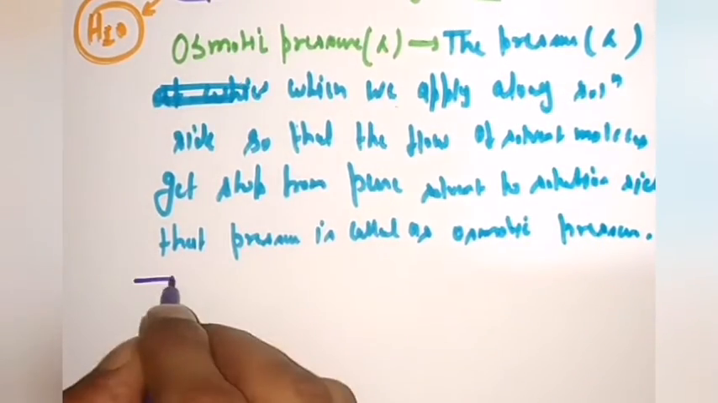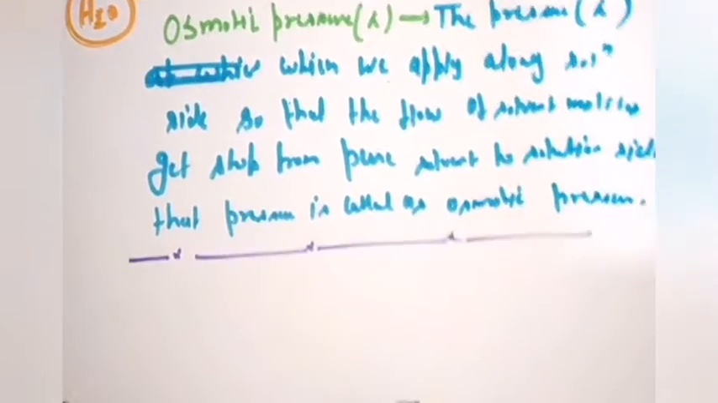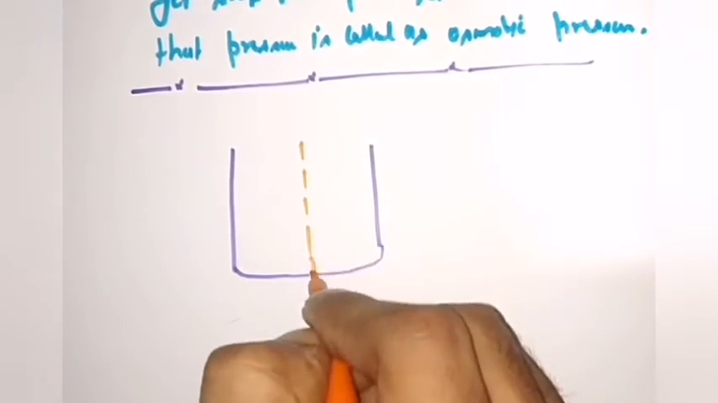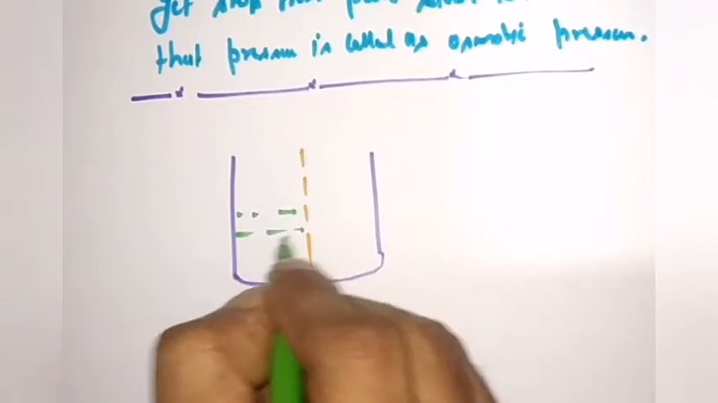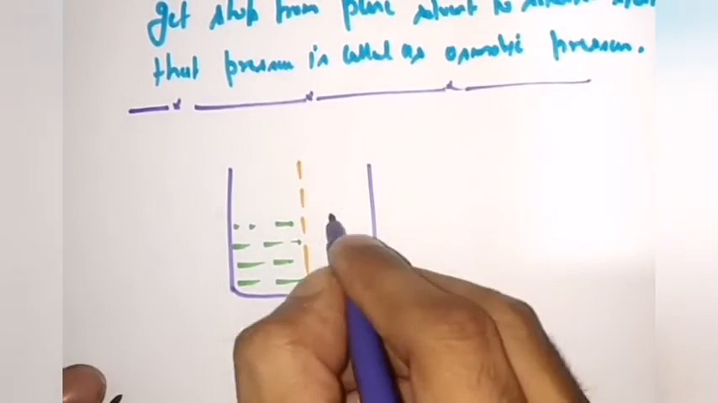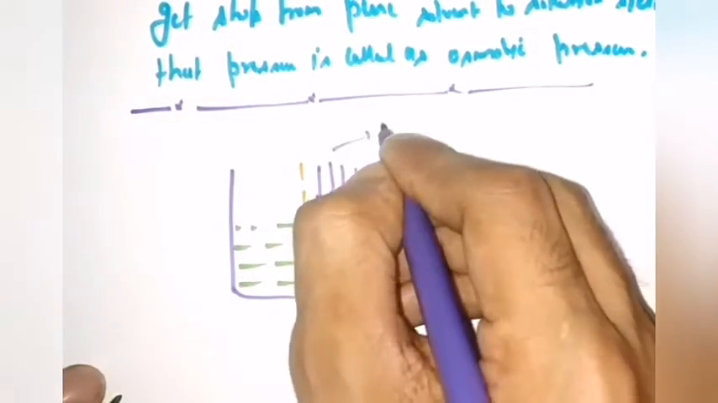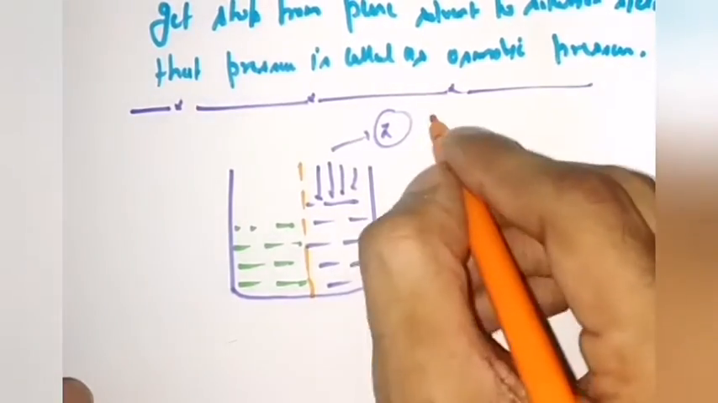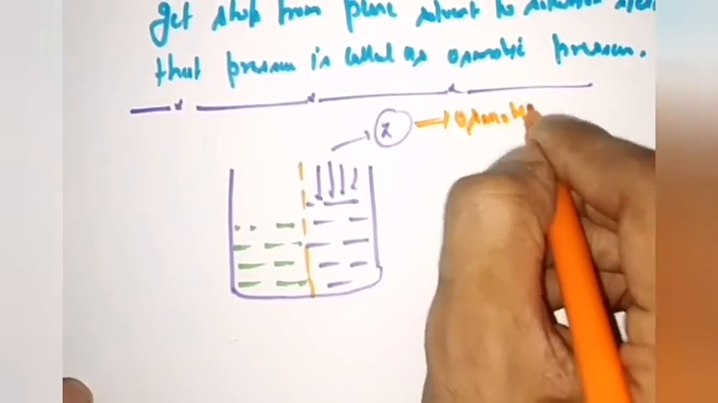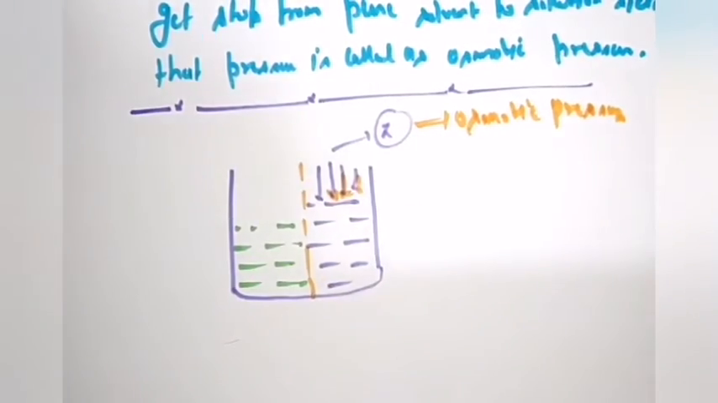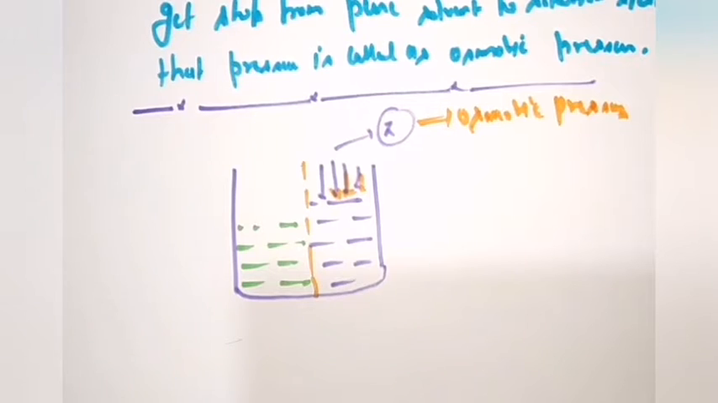Now just understand these things. After application of osmotic pressure, what will happen if you take a container, and in this there is a semi-permeable membrane. Here this is pure solvent, and here this is a solution. You have applied a pressure over here and you called it the osmotic pressure pi. Due to application of osmotic pressure, the flow of solvent molecules from the pure solvent side to the solution side will get restricted.